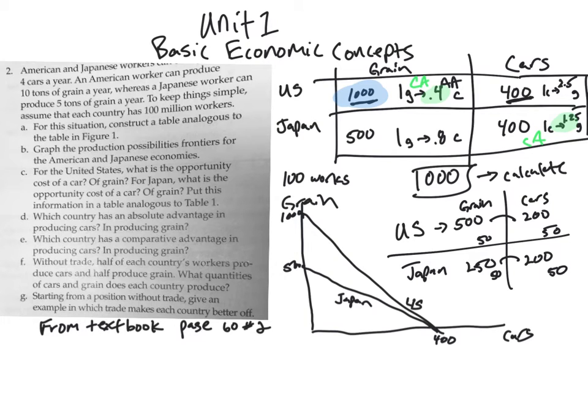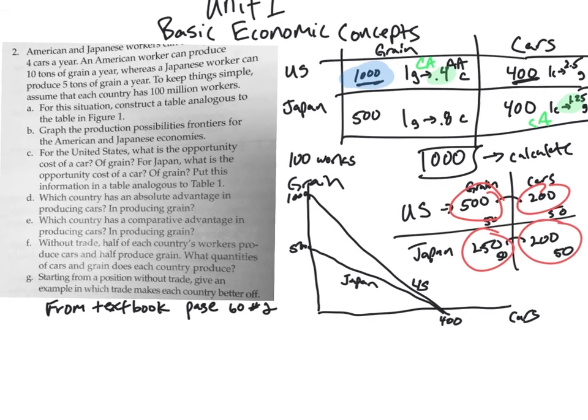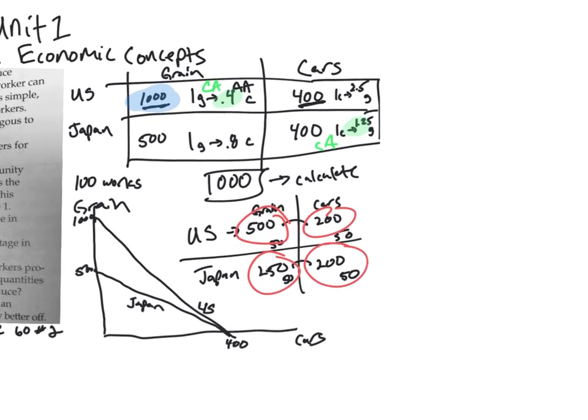Let's see, last one. Starting from a position without trade, give an example in which trade makes each country better off. So without trade, what we're going to do is say that they've got 500 here and 200 here. They've got 250 here and 200 here. So what could they trade for? So we're going to figure out this one. Let's see if we can give some more space here. There we go. All right.